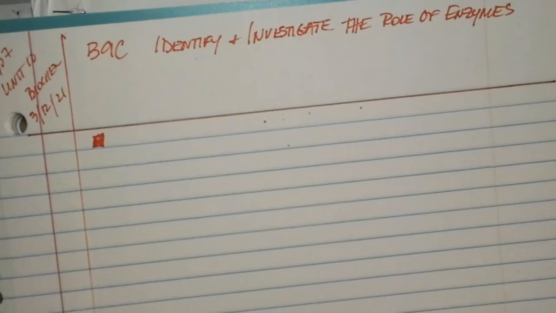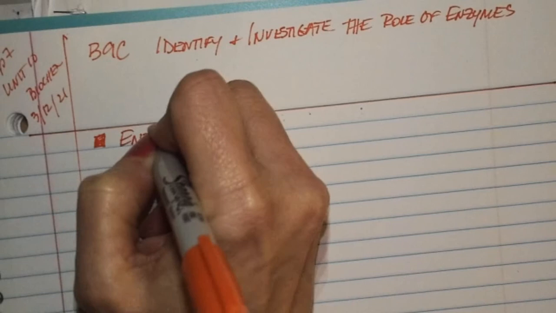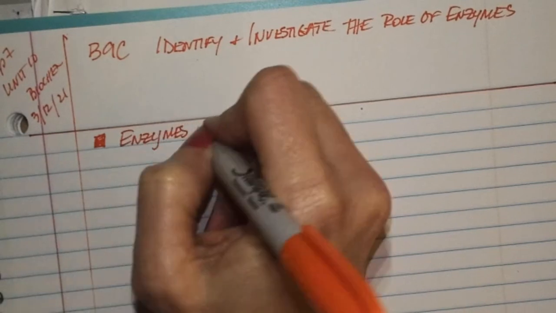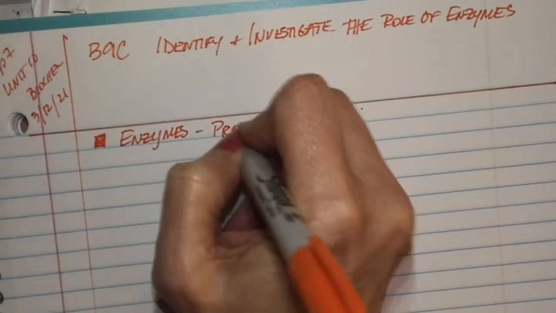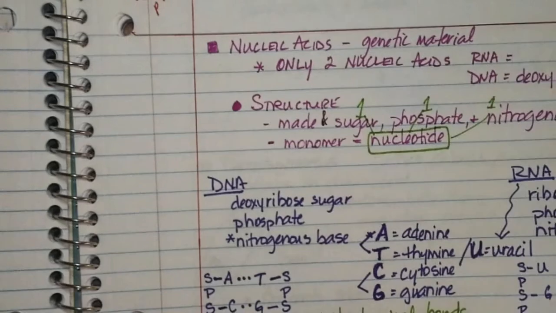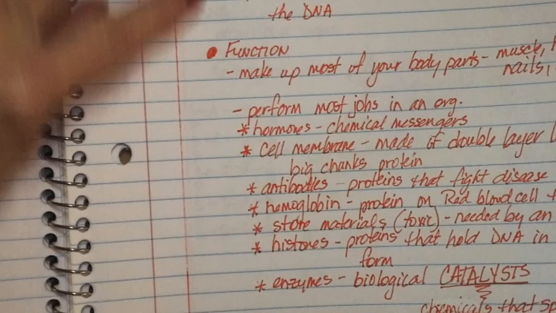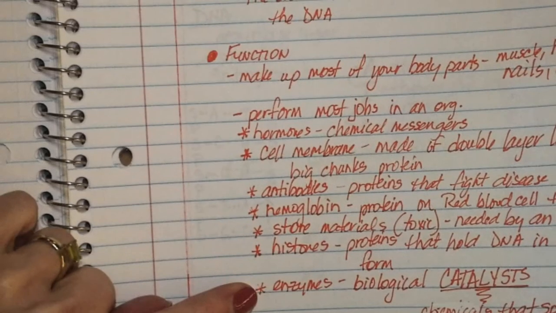So enzymes are proteins. We've already talked about proteins. If I take my notes and flip back a couple of pages to proteins, enzymes should be on there. And sure enough, I have protein here, and if I flip down, right down here, it's talking about enzymes. So we've talked about enzymes before. We're just going to get a little bit more in detail with them. So enzymes are proteins that are biological catalysts.